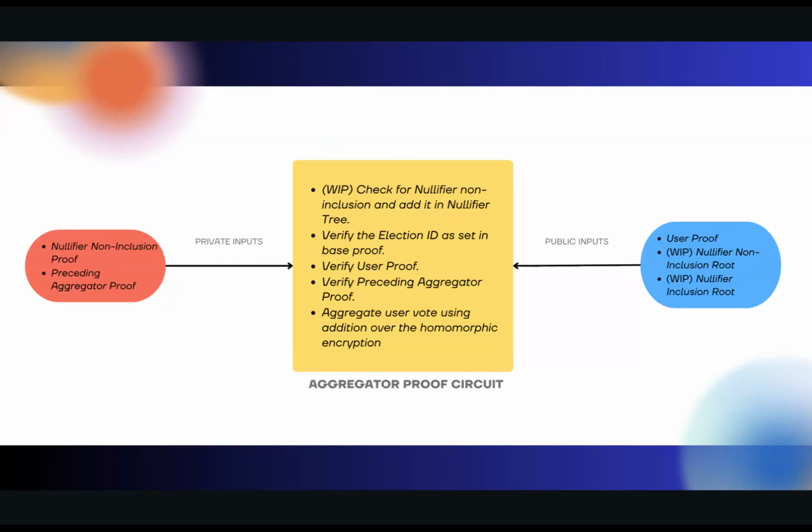This is what the aggregate proof circuit looks like. Again, I won't go much into it. The public input is a user proof. Private inputs are a nullifier non-inclusion proof and the preceding aggregator proof. Although the user proofs can also be private, there's nothing stopping us from doing that. And we verify a couple of parameters and then update the aggregator proof.